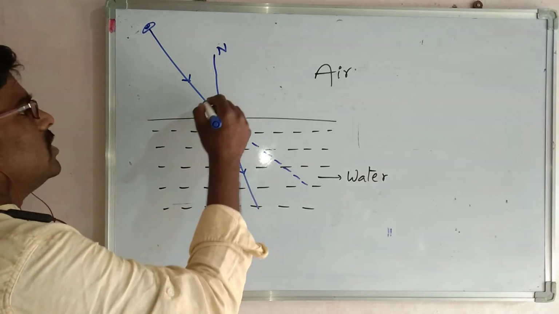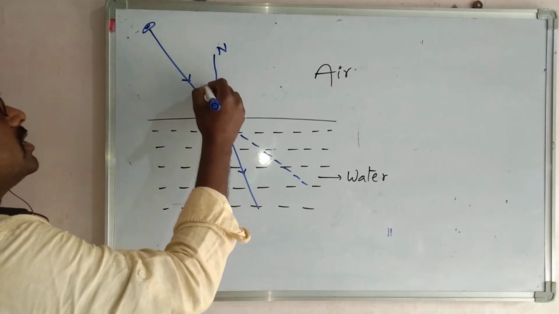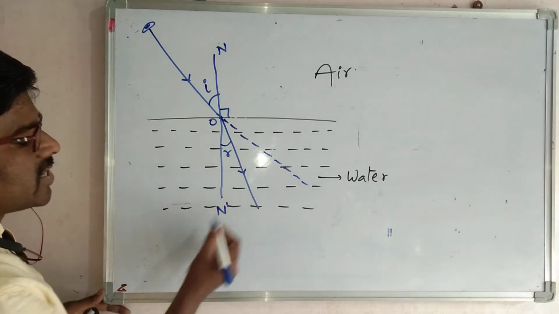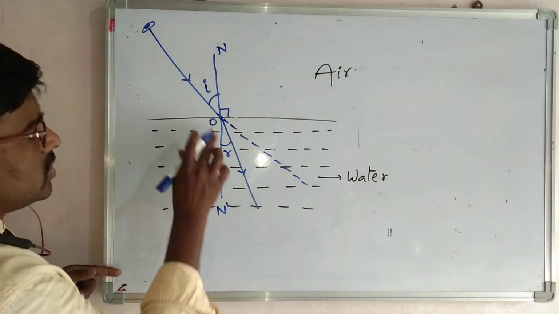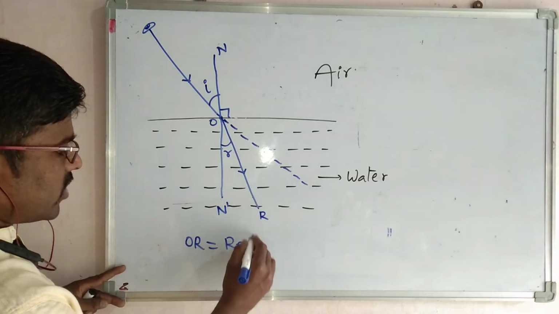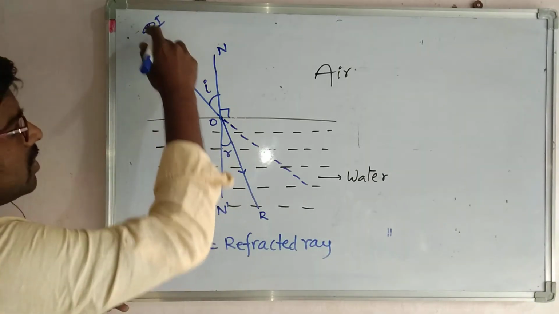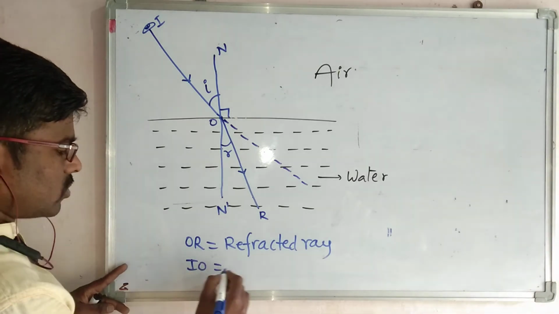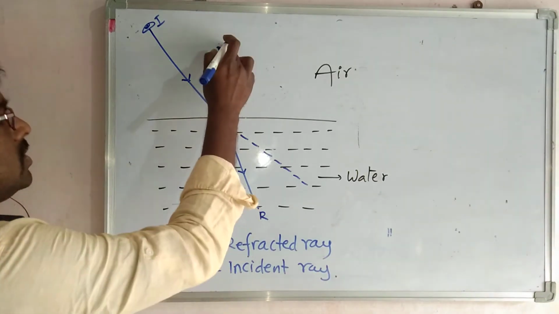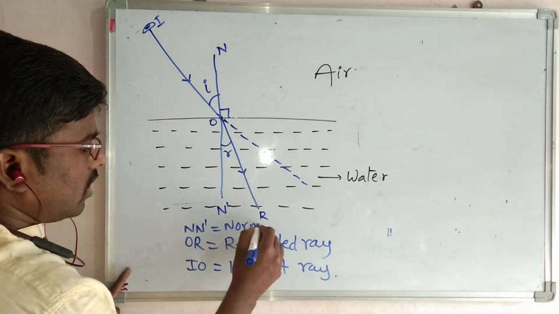So if you observe here, there is an angle called the incident angle. That is the angle between the normal and the incident ray, right? And the angle between the normal and the refracted ray is the refracted angle. So this line is a refracted line. Let's say OR is the refracted ray, and this is I and O. IO is called the incident ray. N and N dash is known as the normal line.